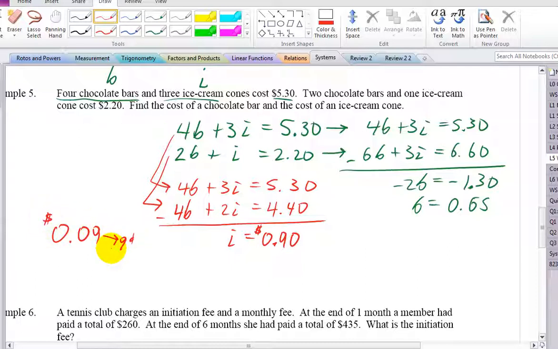I was just trying to confuse you guys. Make sure you pay attention. Okay. So, read the question and answer it. Find the cost of a chocolate bar and the cost of an ice cream cone.